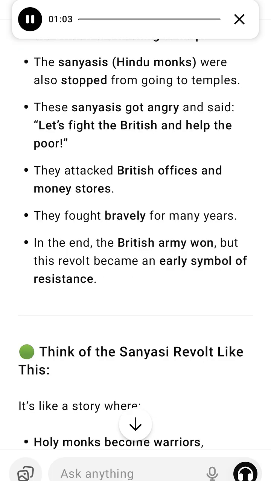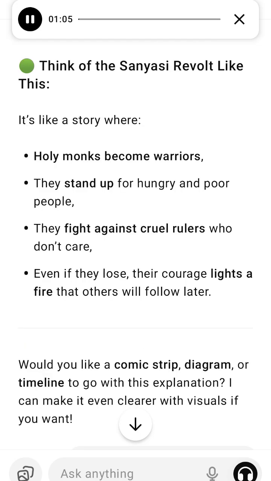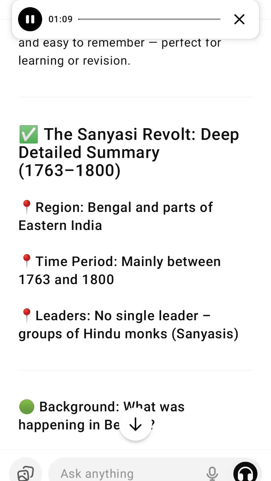2. The Great Bengal Famine, 1770. A horrible famine hit Bengal. Nearly 10 million people died. British still collected taxes and did not help starving people.